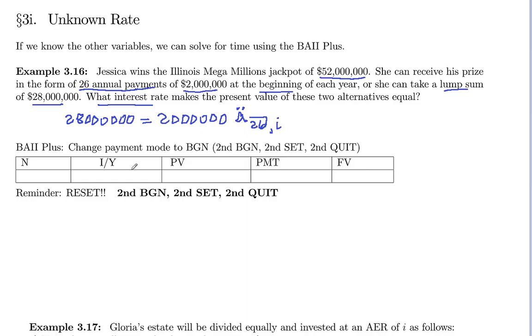So first of all, if we want to use TVM keys, we want to change to begin mode. So remember, that's second BGN, second SET, second QUIT. Our N here is going to be 26, got 26 payments. Our I/Y is what we are computing, the interest rate that the state uses to make that payout.